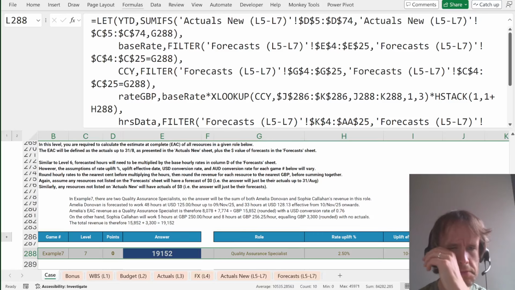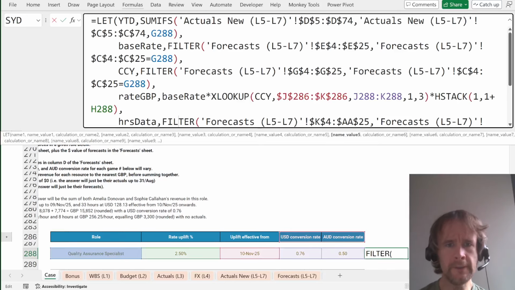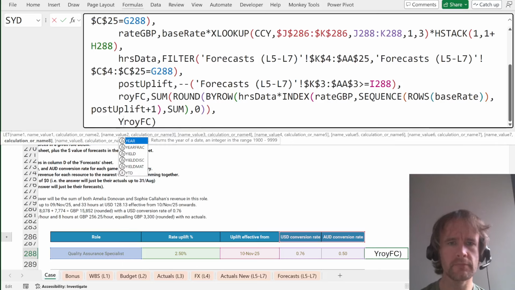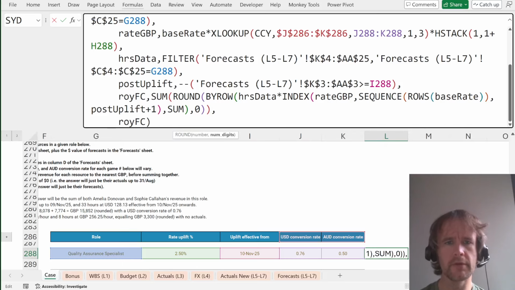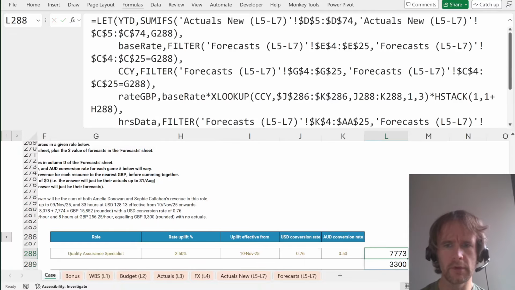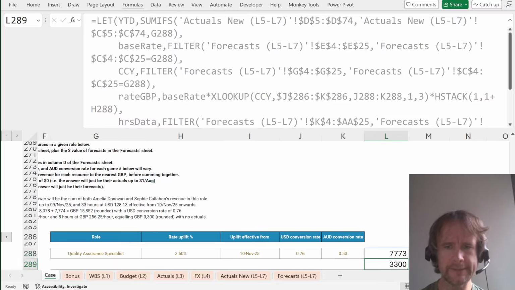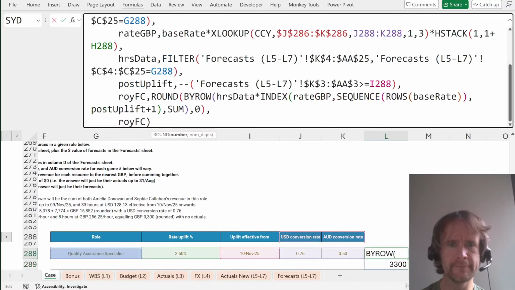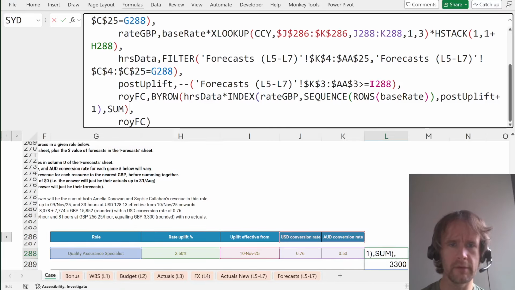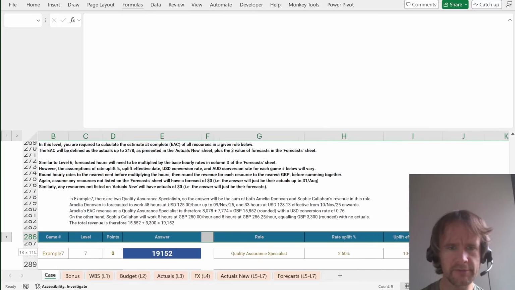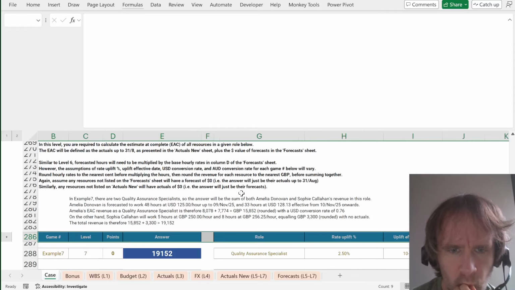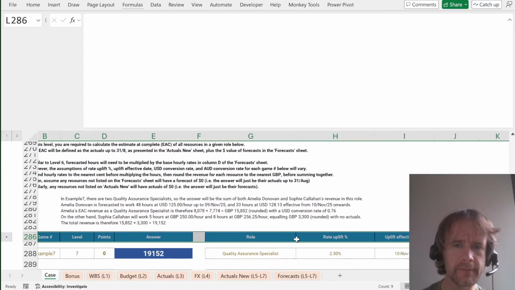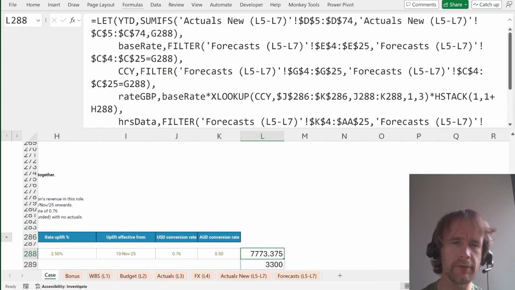Okay, 19. So let's take off the outer sum. 7773. Okay. Take off the outer round. 7773.375. Okay. You're annoying me now. You didn't do the rounding. Okay, fine.